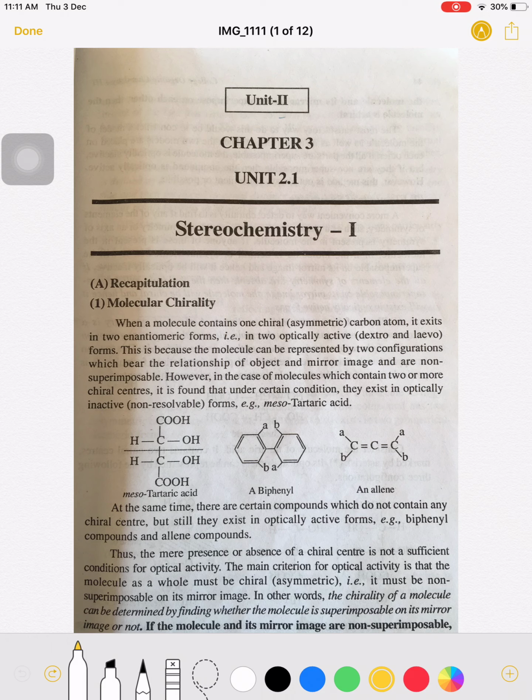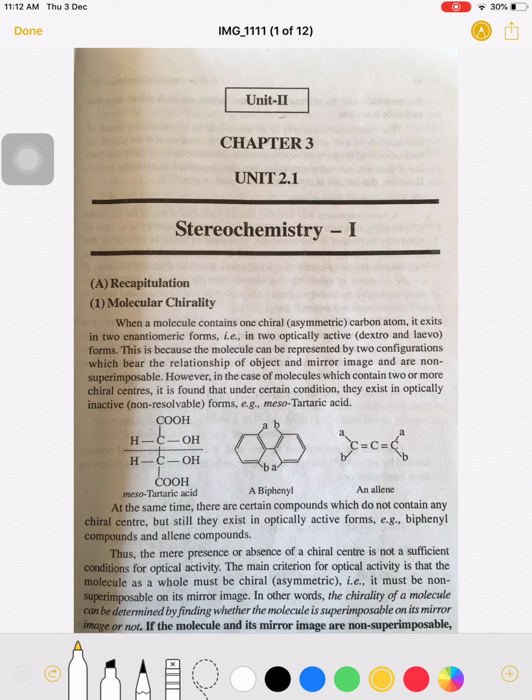Now see here, in the last FYBSc class, if you have studied the basic stereochemistry, in that what is meant by optical activity, what is plane polarized light, how this optical activity is measured with a polarimeter, and what are those compounds which are optically active and why these molecules show optical activity. All these points we have studied in the FYBSc.